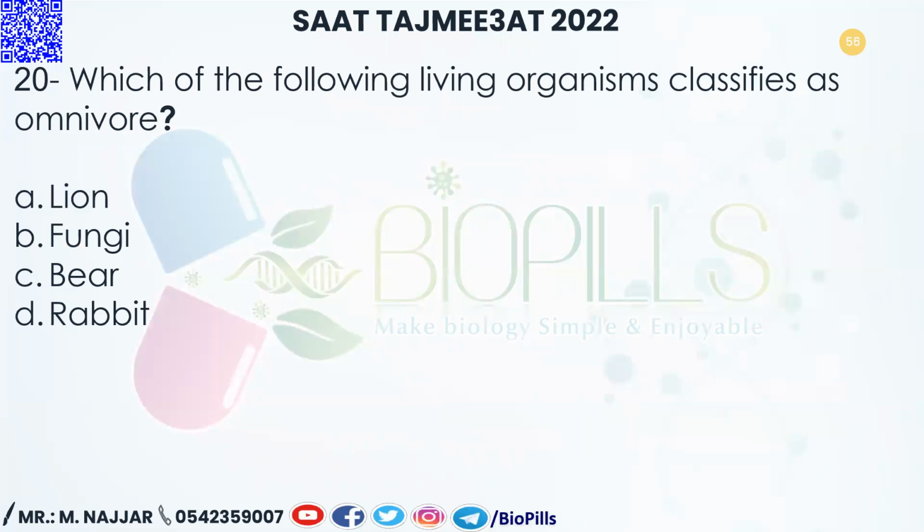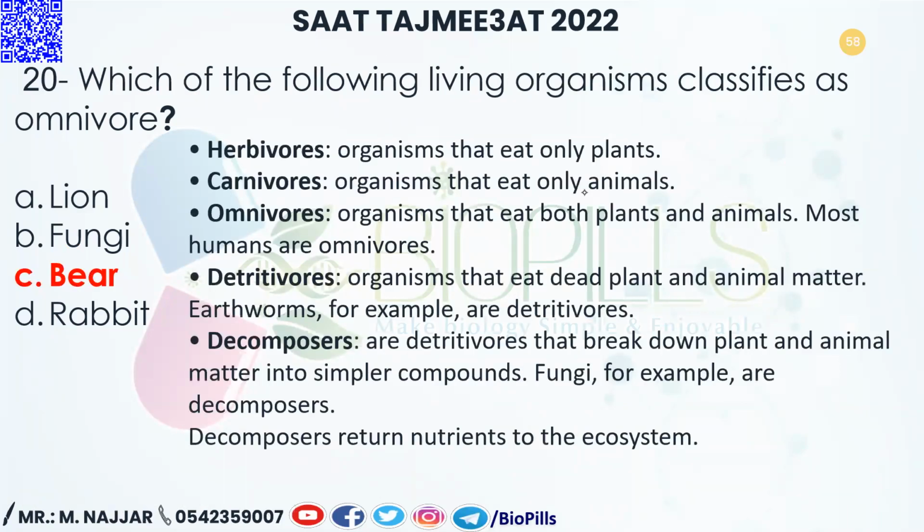Question number 20. Which of the following living organisms classifies as omnivore? A, lion, B, fungi, C, bear, D, rabbit. Of course, the correct answer is the bear. If I extend my explanation here, herbivorous are organisms that eat plants only, carnivorous eat only meat, omnivorous eat both, and detritivore organisms eat dead plants and animal matter.